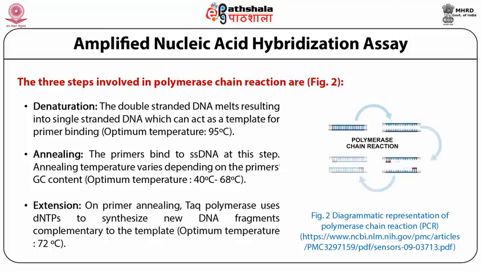During extension, the Taq polymerase enzyme uses dNTPs to synthesize new DNA fragments complementary to the template. For this, a temperature of 72 degrees, which is the optimum temperature of Taq polymerase, is used. If other polymerases are used, then their optimal temperature is used for the extension. These cycles of denaturation, annealing and extension are repeated at least 25 to 35 times, varying upon the size of the product, and in the end the amplicon is detected by electrophoresis on an agarose gel.